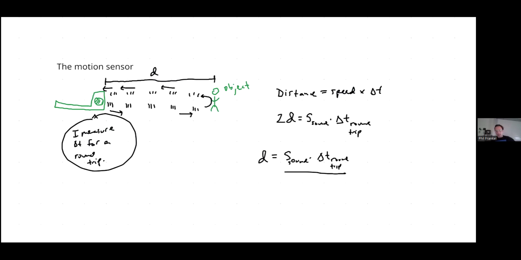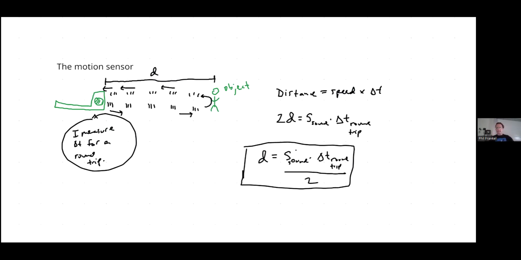The software that interacts with this detector simply multiplies the speed of sound, which the software knows about. The software has been programmed to know that at room temperature and atmospheric pressure, sound travels at roughly 340 meters per second or so. So it has that number. It measures the round trip time interval. So it multiplies the speed of sound, which it knows, by the round trip time interval, which it measures. It divides by 2, and presto, the machine knows how far away from it the object is located.